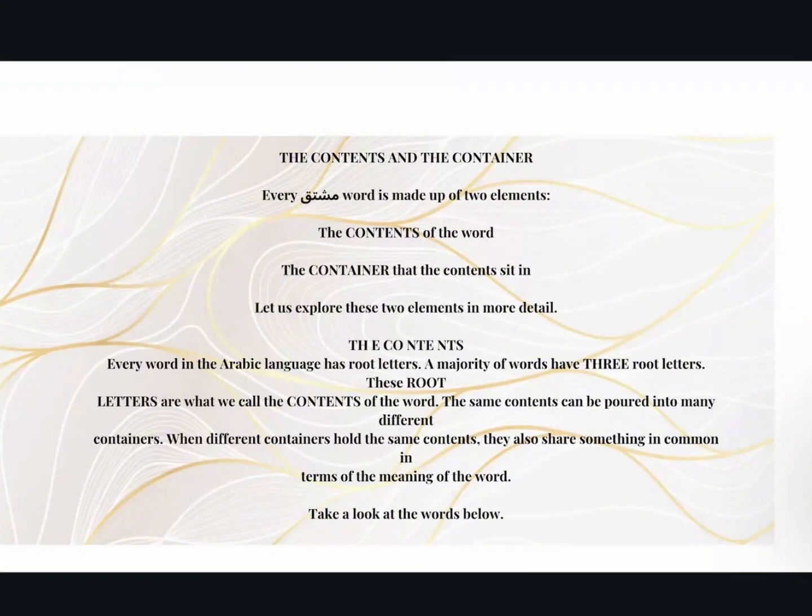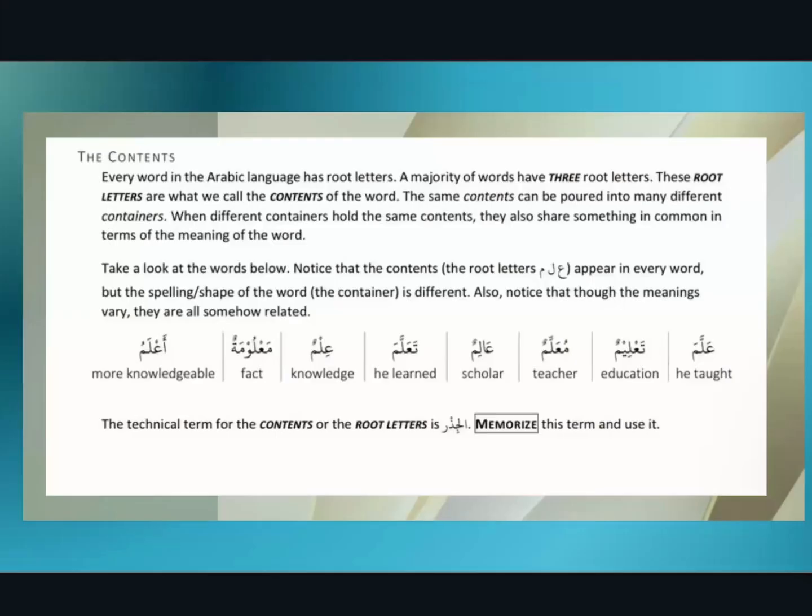So here we have the three root letters, which will be Ain, Lam, Mim. Ain, Lam, Mim are the jizr of all these words. The jizr is Ain, Lam, Mim. Jizr is the root letters. You have to memorize this.